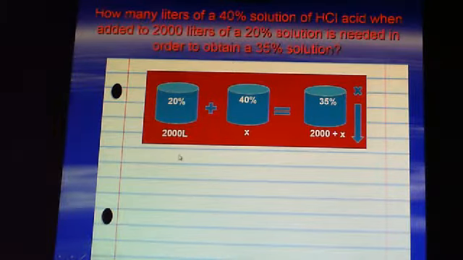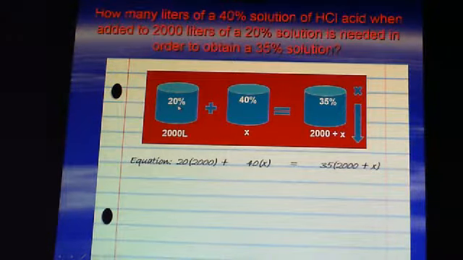So 2,000 times our 20%, 20 times 2,000, plus, because there's a plus there, 40 times x, it's 40x, equals, because there's an equals there, 35 times (2,000 plus x). Notice I put my 2,000 plus x in parentheses. That's because I want to make sure I multiply that 35 by the whole thing, not just the first thing.